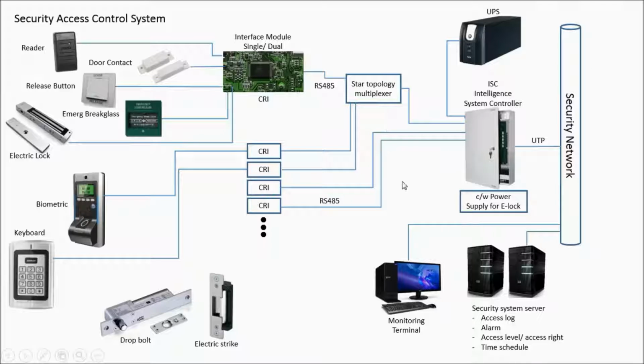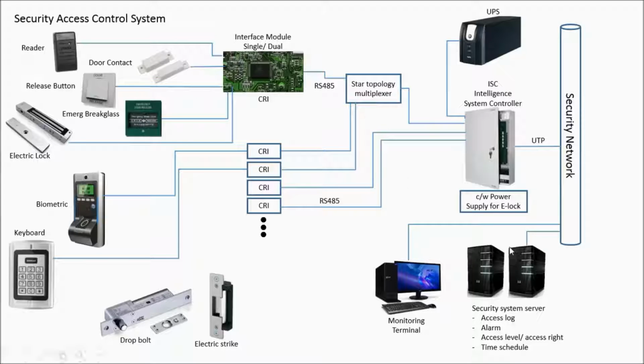All the CLI signals shall directly feed back to the system controller, but if there is some cabling constraint, we can gather some of the CLI signals into a star topology multiplexer before transmitting the signal back to the system controller. The intelligent system controller shall have UPS power supply to back it up in case of power failure, so that the doors can still operate normally for a reasonable period. The intelligent system controller signal will then pass back to the security network.